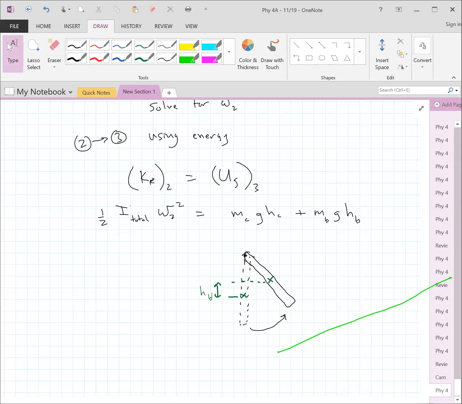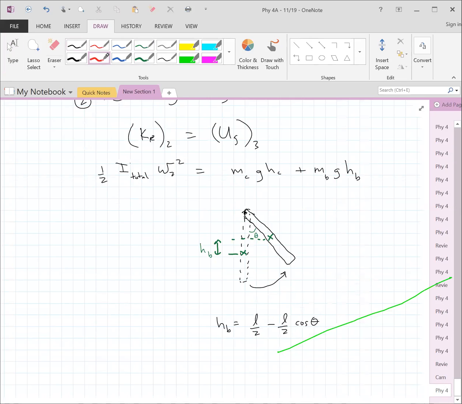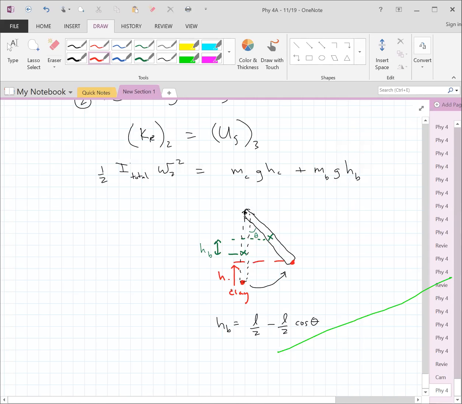And if you work through it carefully, if this is theta up here, then you end up with the height of the board is L over 2 minus L over 2 cos theta. And the clay goes from here to here. So its height is bigger. It's twice as much. It's L minus L cosine theta.